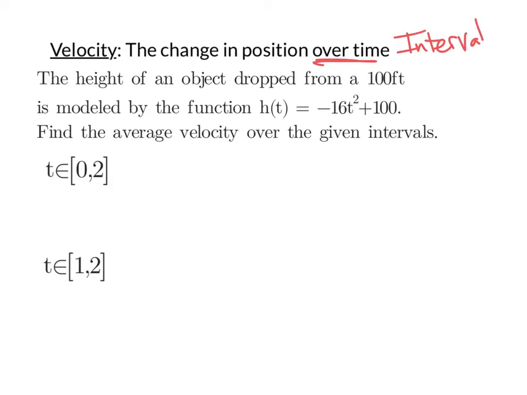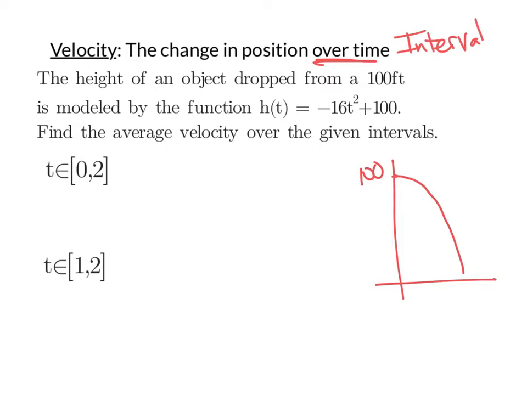time period. So for example, if the height of an object dropped from 100 feet is modeled by the function h of t equals negative 16t squared plus 100, let's find the average velocity on the interval from 0 to 2. So with this dropped object problem, the way this looks graphically is that it starts off at 100 feet. And as time increases, the height keeps getting lower and lower and lower.